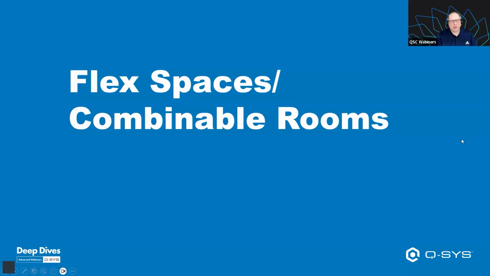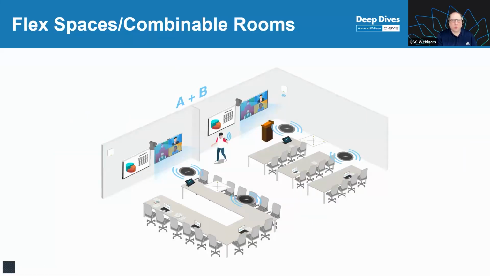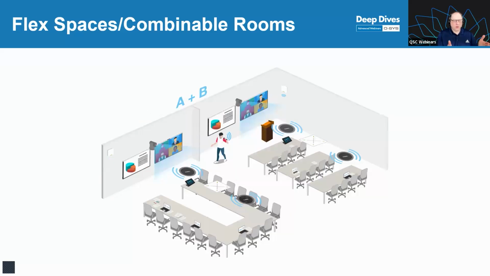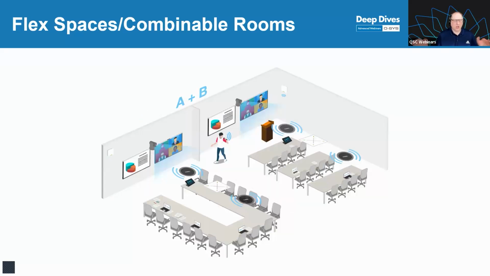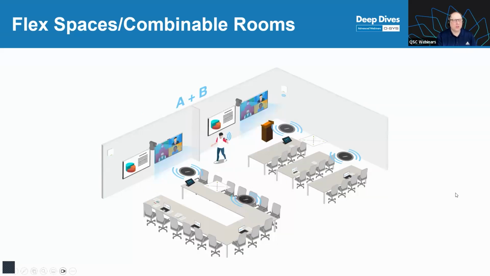What about those flex spaces? What about those big combinable rooms? What about multi-purpose rooms? Those sorts of things. Some of these flex spaces that we're designing for could be all the way up to 4 or 5 room combinable systems that change orientation once the room is combined. Is that going to throw a wrench in things?